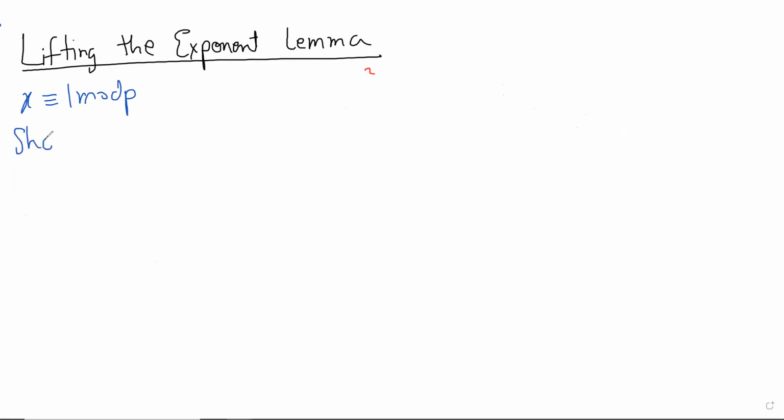Then can we show that p square divides x to the power p minus 1? You see, this is a similar kind of question. That means that x is of the form pk plus 1.